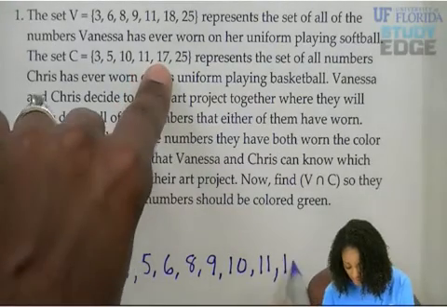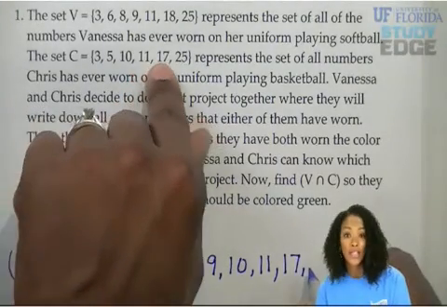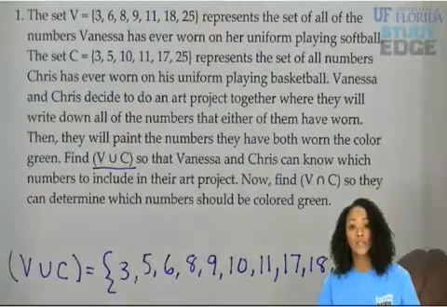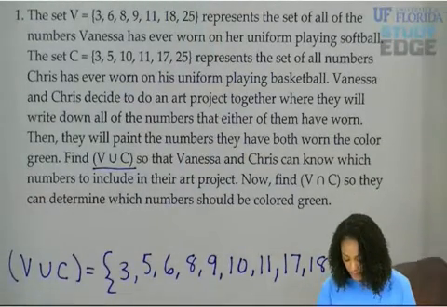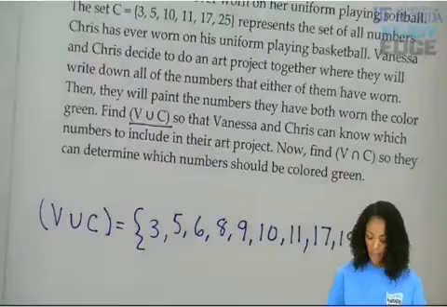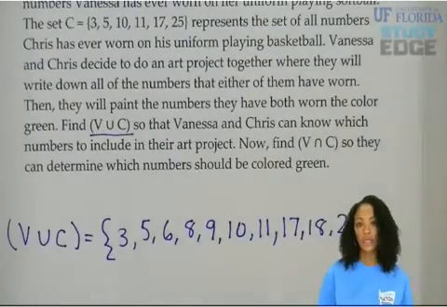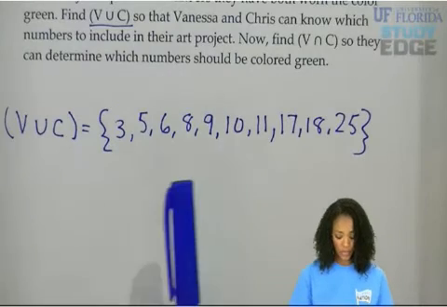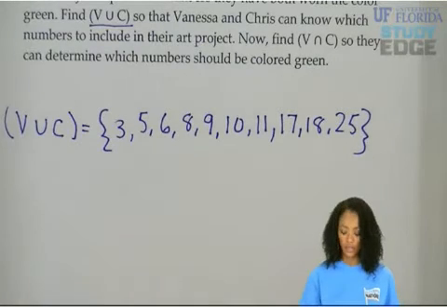Then we have 17. Then next we have 18. And then finally we close our set off with 25. And that right there would be the union between Vanessa and Chris.